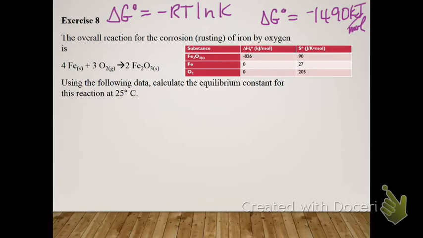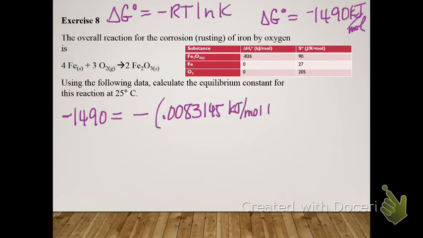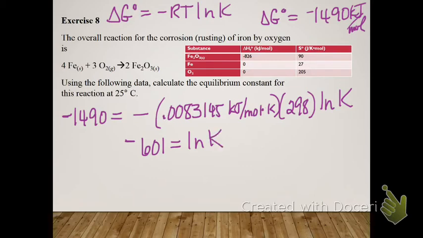So that means when I'm going to plug this in, I'm going to have a negative 1490 equals a negative 0.0083145 kilojoules per mole K times 298 times natural log of K. So when I do that math, I get 601, and it's negative, which is equal to natural log of K. It's not negative because it's a negative and a negative. Sorry about that. My bad. Knew something didn't look right.